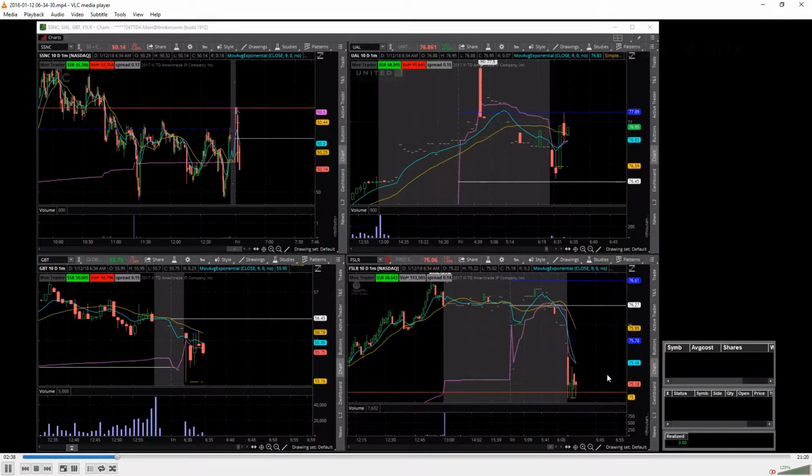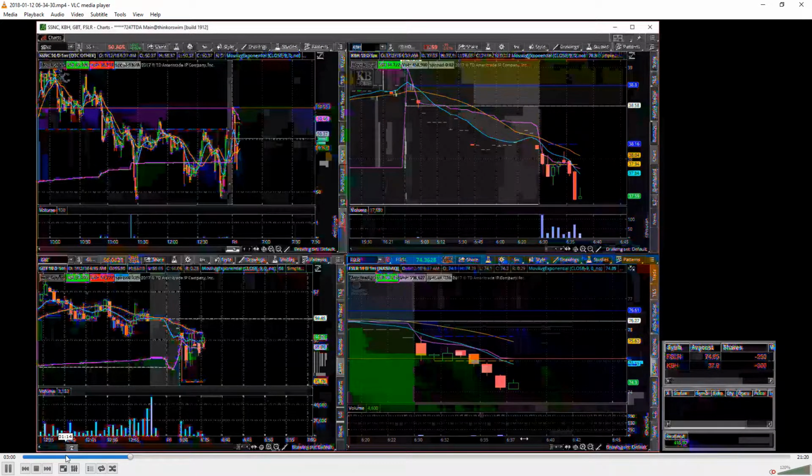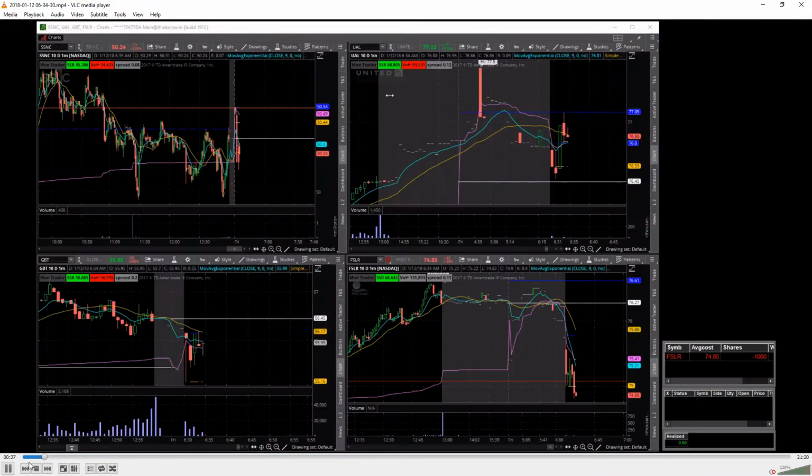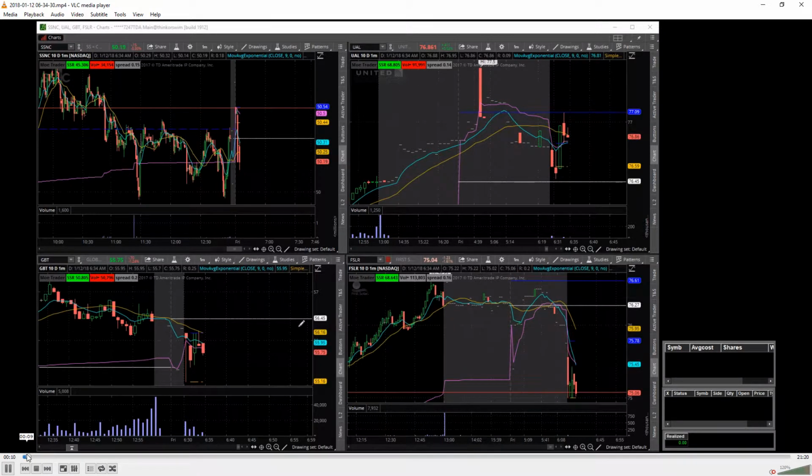Now, because I was sick, you will see all the mistakes that I made. And I'm not sure why now it's not even updating. Okay, let's play it back here. So look at this chart, which is FSLR here.